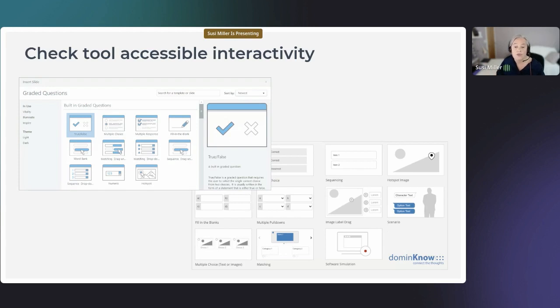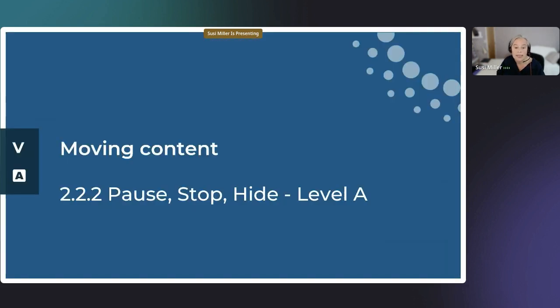So activities such as drag and drop interactions are very often not keyboard accessible, but often there are alternatives provided, such as matching or sequence drop downs that can be used as an alternative. So to meet this standard, practitioners need to avoid interactivity which isn't keyboard accessible, or if they do use it, they need to provide an accessible alternative.